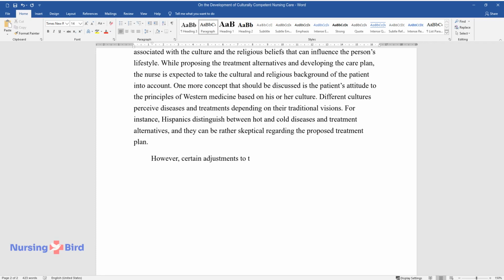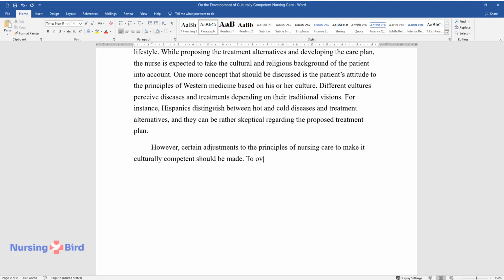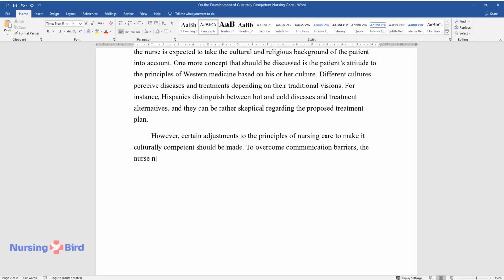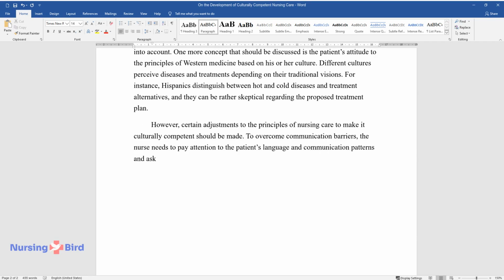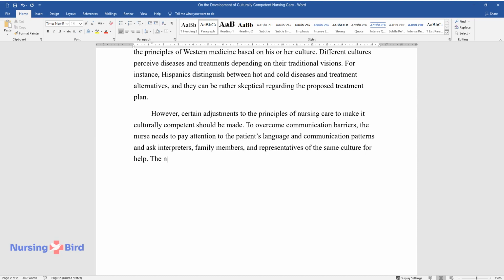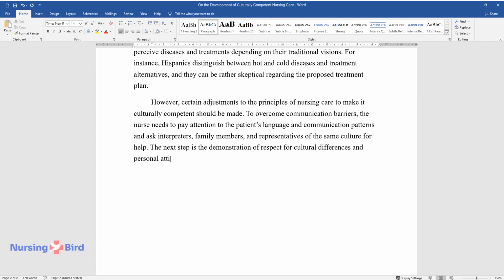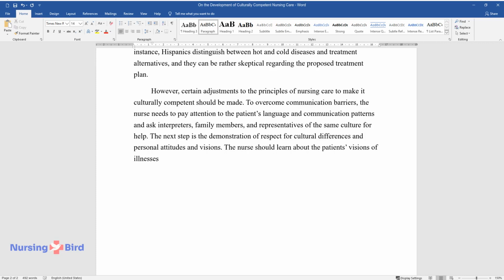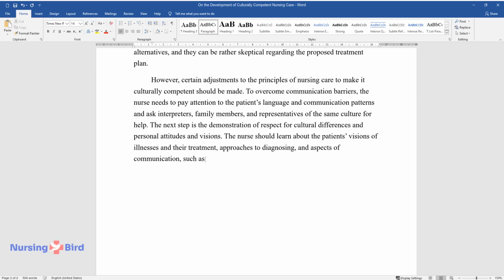However, certain adjustments to the principles of nursing care to make it culturally competent should be made. To overcome communication barriers, the nurse needs to pay attention to the patient's language and communication patterns and ask interpreters, family members, and representatives of the same culture for help. The next step is the demonstration of respect for cultural differences and personal attitudes and visions. The nurse should learn about the patient's visions of illnesses and their treatment, approaches to diagnosing, and aspects of communication, such as consultations with male doctors.